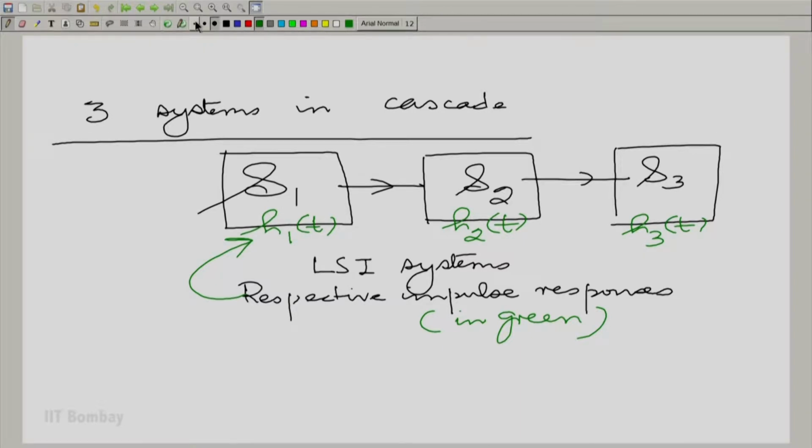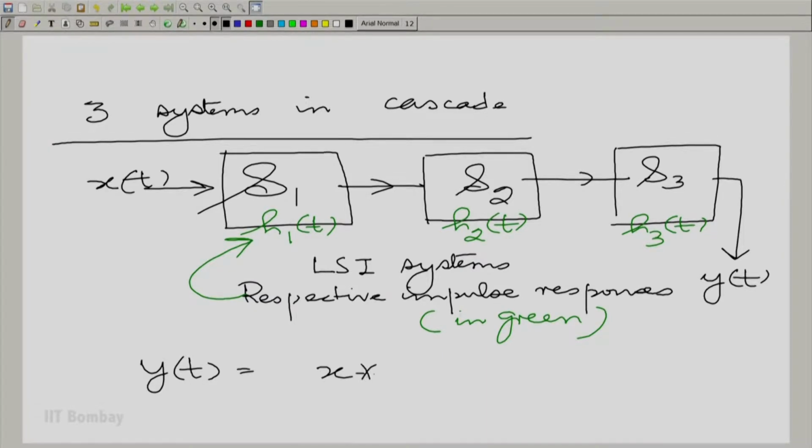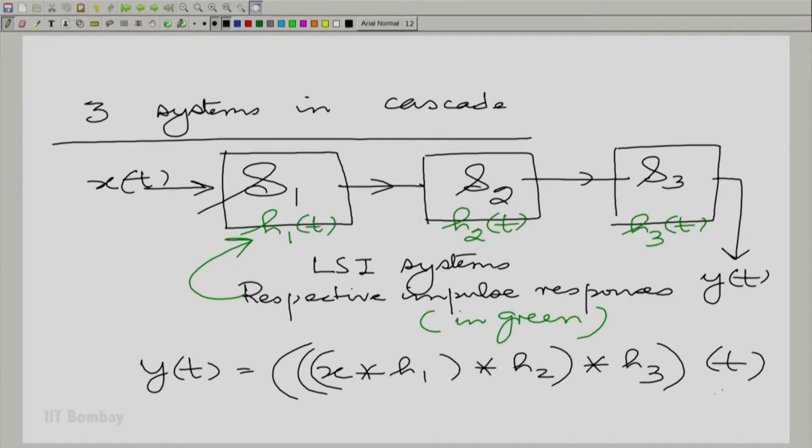Now, suppose you look at the overall input output relationship here. So, I take the overall input to be x(t) and the overall output to be y(t). What is the relation between them? It is very simple. y(t) is x convolved with h1 first, and then convolved with h2, and then convolved with h3, and all of this evaluated at t.